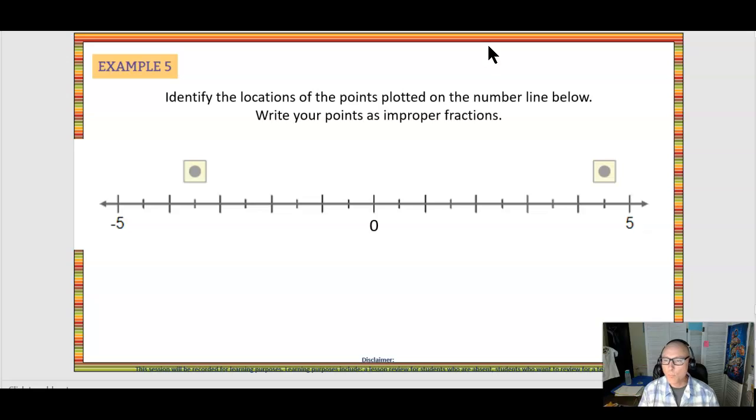Identify the locations of the points plotted on the number line below. Write your points as improper fractions. They want you to write them as improper fractions. So this one right here. Oh, good. They give us the 0 again. How nice. What are they breaking it down into?